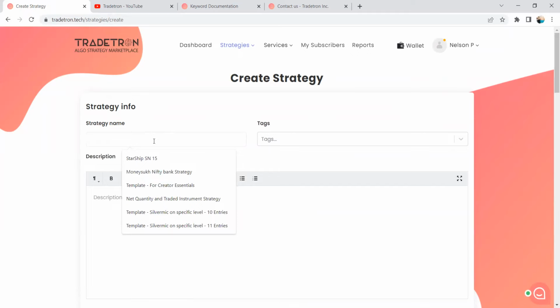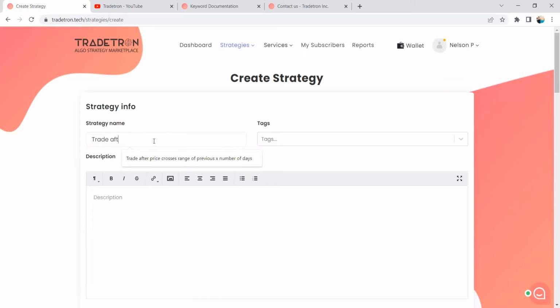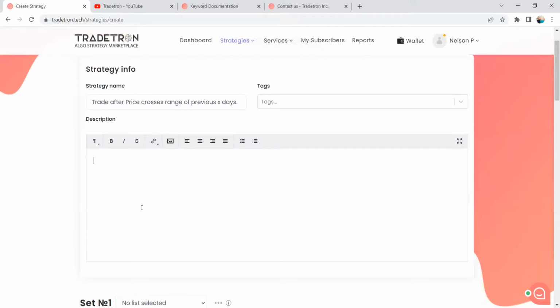First of all, we'll just type the name of the strategy: trade after price crosses range of previous X days. You can write any description that you want of the strategy, whether it's a directional or indicator-based strategy or anything of that sort, and you can give all the details that you want to give in this particular strategy in this description box.